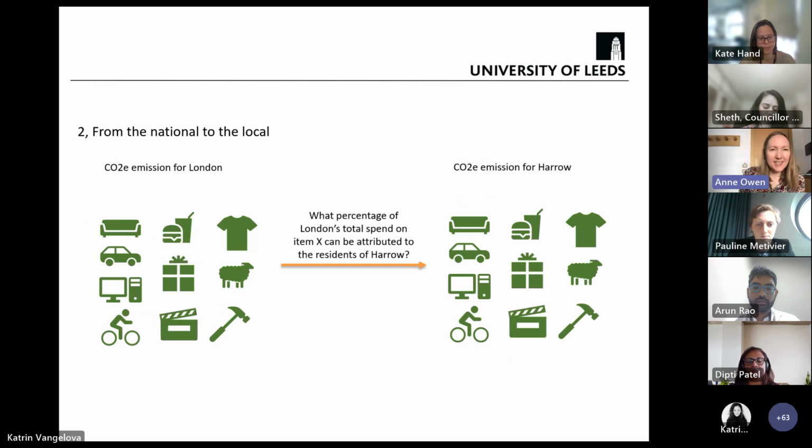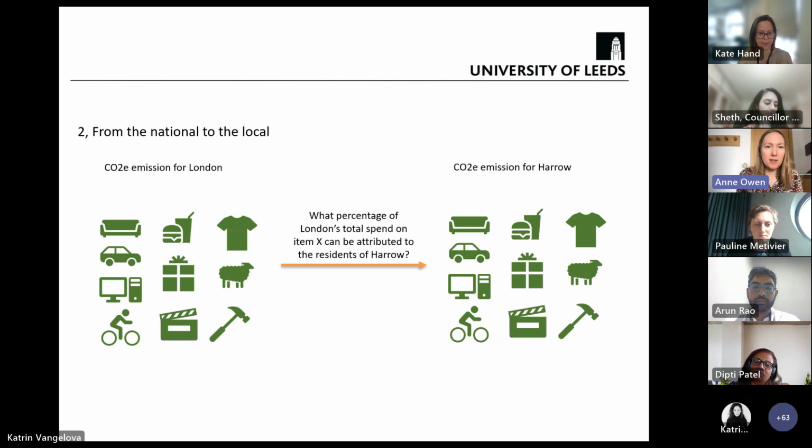So the challenge that I need to overcome is to understand what share of UK level spend is allocated to London. And then I need to know what share is allocated to each of the boroughs to be able to distribute this footprint accordingly. So essentially the question I'm asking is, what percentage of London's total spend on sofas goes to people living in Harrow, and what percentage goes to each of the other London councils?